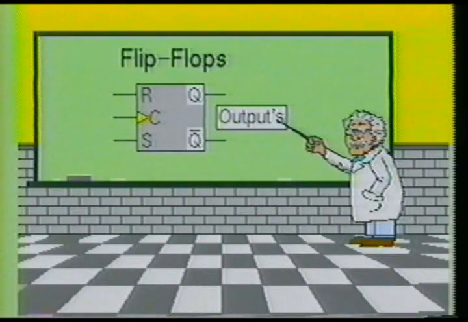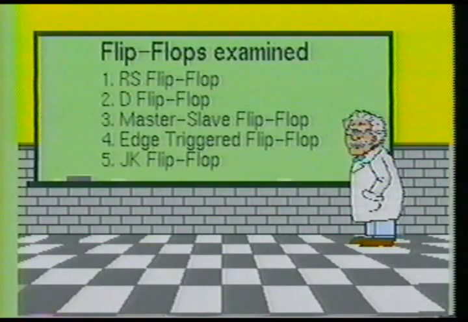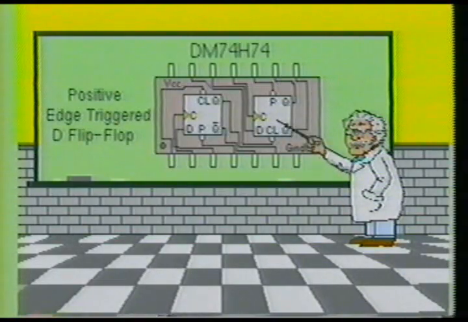The flip-flop is a digital circuit with two outputs which are labeled Q and not Q. The outputs of the flip-flop are usually opposite. In this video, you have examined the RS, D, master-slave, edge-triggered, and JK flip-flops. Master-slave flip-flops are used to latch an output to one state or the other while the clock pulse is high. Edge-triggered flip-flops are used when the inputs must only be sensitive during a small portion of the clock signal. Both positive edge-triggered and negative edge-triggered flip-flops are available.